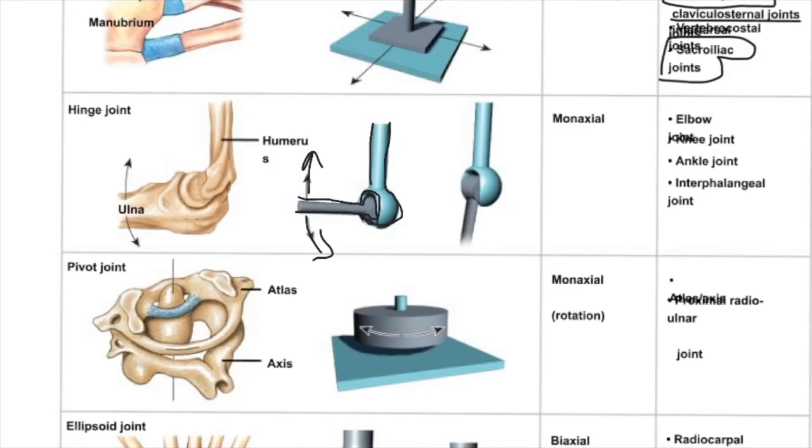So we see this in the elbow where we have the humerus and the ulna. And so we're not going to be complicated. We're just going to call that the elbow joint, right? That's the only motion the elbow has. It doesn't have any other motion at that particular joint, right? It's just flexion and extension.